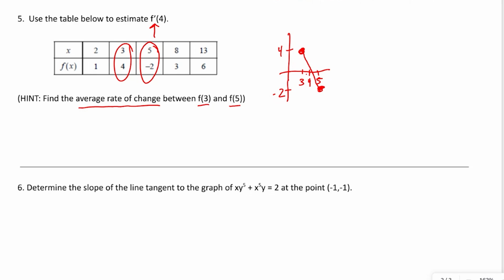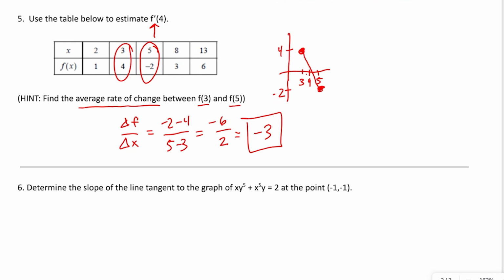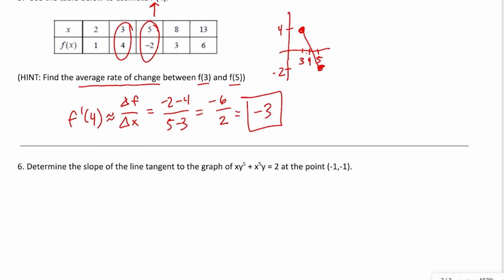So the average rate of change is just simply going to be your normal slope formula. Okay, the change in f over the change in x. So the change in f is going to be from negative 2 to 4. The change in x is going to be from 5 to 3. So it would be negative 6 over 2, which would be negative 3. And we'll say that that is approximately the slope there.